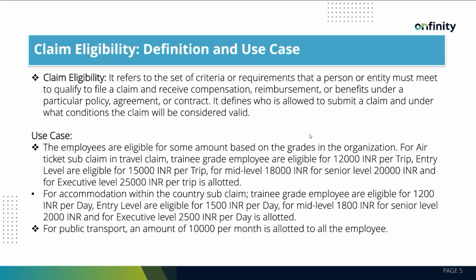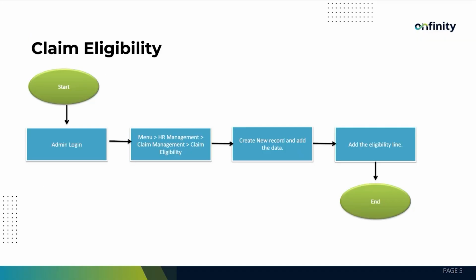Then for accommodation, on domestic travel, there are different daily allowances. A trainee-level employee gets 1,200 rupees per day. An entry-level employee gets 1,500 rupees per day. A mid-level employee gets 1,800 rupees per day. A senior-level employee gets 2,000 rupees per day. An executive-level employee gets 2,500 rupees per day. Regarding public transport allowance, a fixed amount of 10,000 rupees per month is given to all employees, no matter their grade.